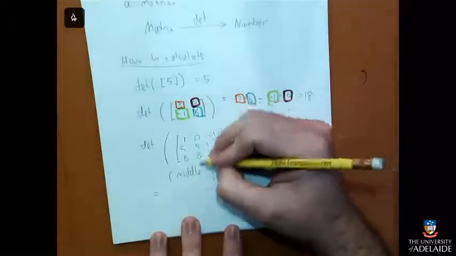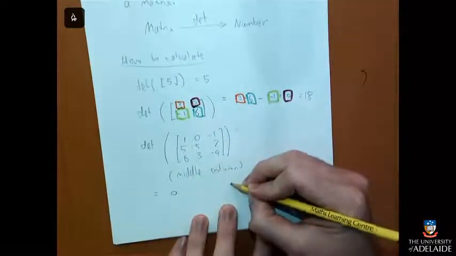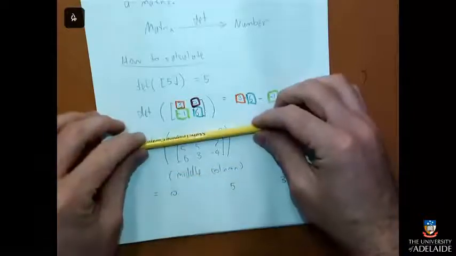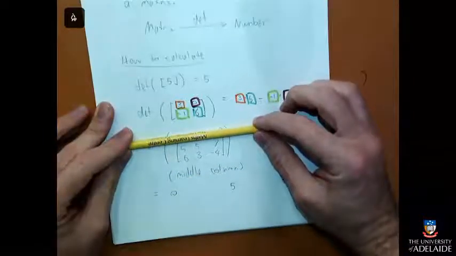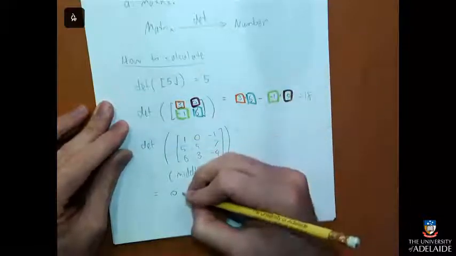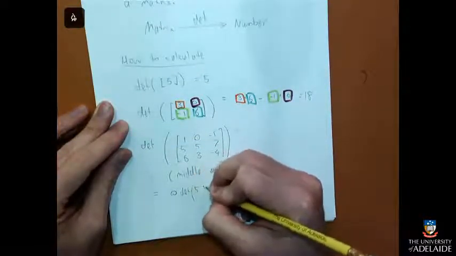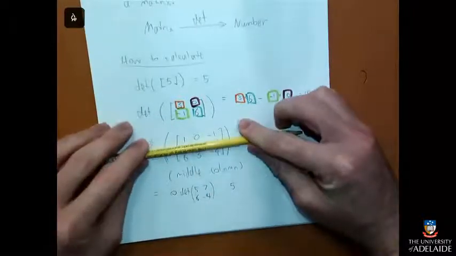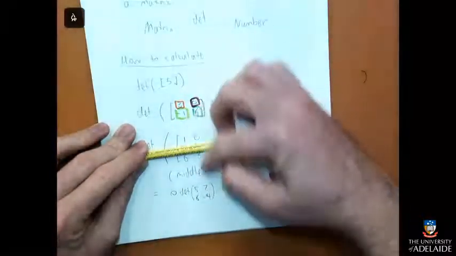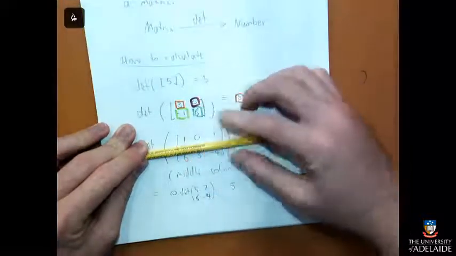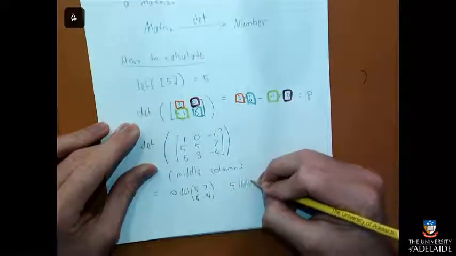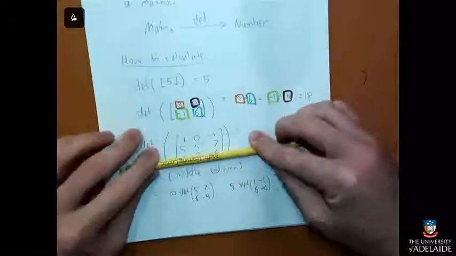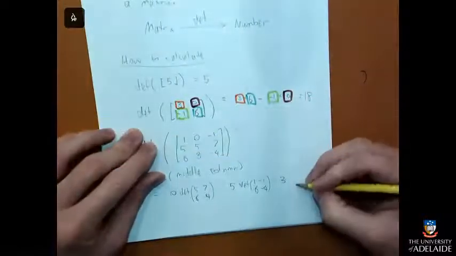My middle column has a 0 and a 5 and a 3. And when I remove the row and column that the 0 is in, I'm left with 5, 7, 6, minus 4. And when I remove the row and column that the 5 is in, I get 1, minus 1, 6, minus 4. And when I remove the row and column that the 3 is in, I get 1, minus 1, 5, and 7.